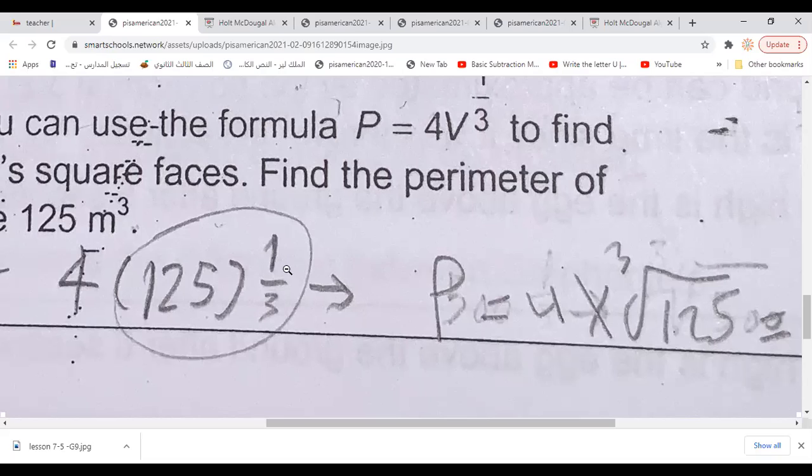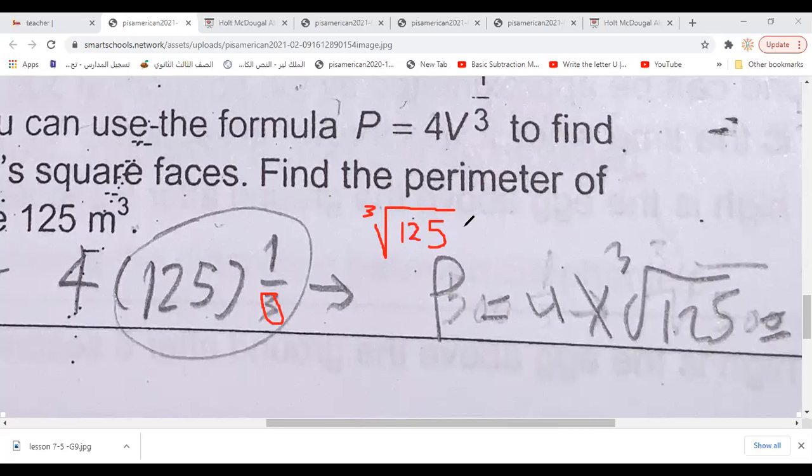As I said yesterday, the denominator represents what? The denominator represents the degree of the root. And we will put 125 under the root, and it will be to the power of 1 because we already have the cubic root for the power of a third. So the denominator will be the degree of the root, and then we will find the answer.